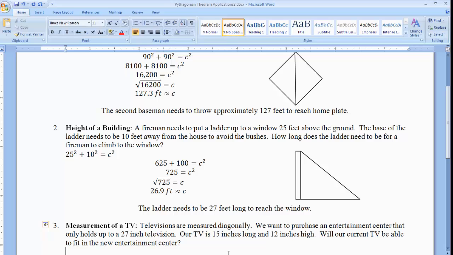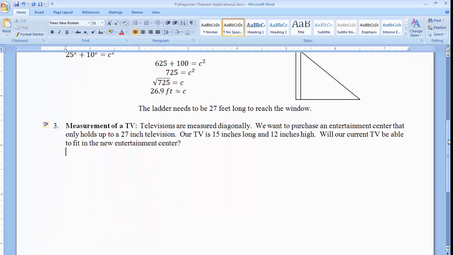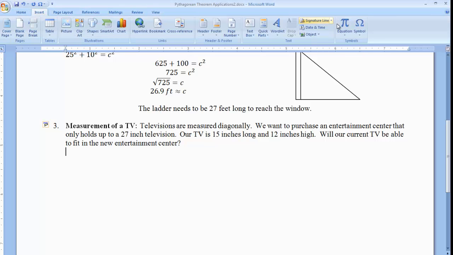Televisions are measured diagonally. We want to purchase an entertainment center that only holds up to a 27-inch television. Our TV is 15 inches long and 12 inches high. Will our current TV be able to fit into the new entertainment center? Insert an equation.